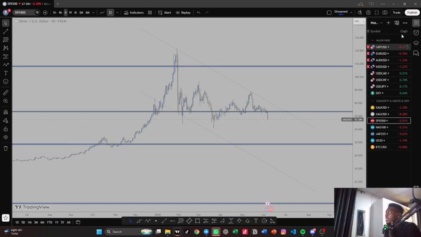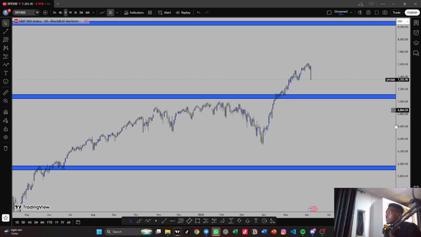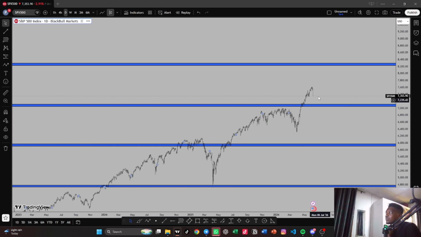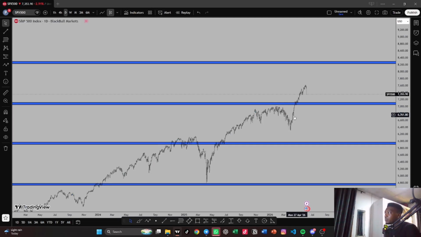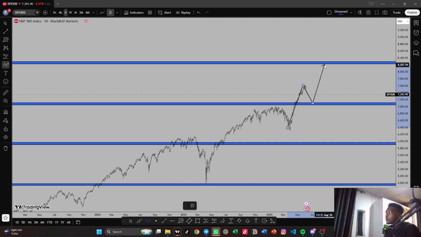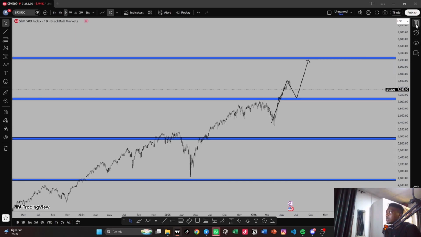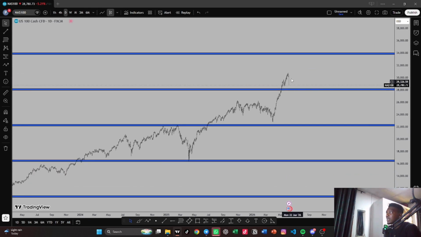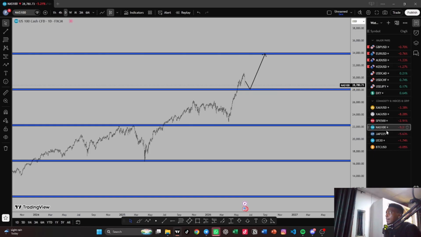The next one is S&P 500. Now we are back to the indices. S&P 500. Here I'm expecting the market to drop down. This is a retracement for me to position myself for a long opportunity. This is a push, retracement, and we continue that upward movement. Simple stuff. Nasdaq, NAS 100, similar thing, retracement, and we continue that push to the upside.